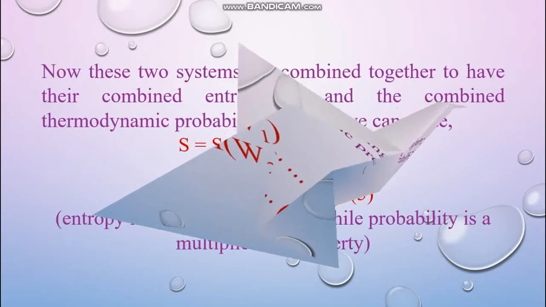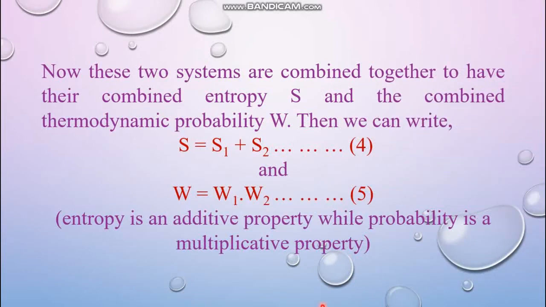Okay. Now these 2 systems are combined together to get their combined entropy. That means you combine these 2 systems and you get a single system. So what should be the entropy of the new combined system? Suppose the entropy of the new combined system is S, and for the combined system the thermodynamic probability is W. Then we can write, as I have said, that entropy is an additive property while probability is a multiplicative property. So this way you get equations 4 and 5.